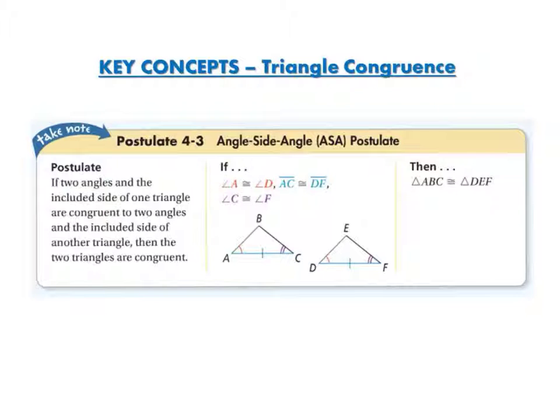We're going to look first at the angle side angle postulate. It states that if two angles and the included side of one triangle are congruent to two angles and the included side of another triangle, then the two triangles are congruent. So in these two triangles, we have angle A and angle C, angle D and angle F. And if you notice, between those two angles, they have a congruent side. So these two triangles would be congruent by using the angle side angle postulate.